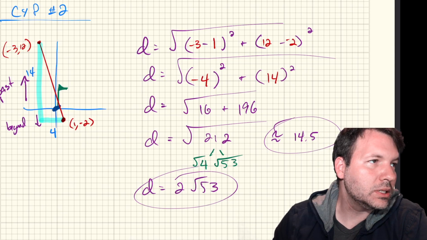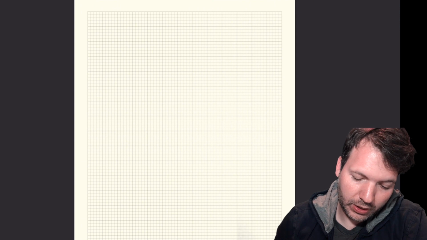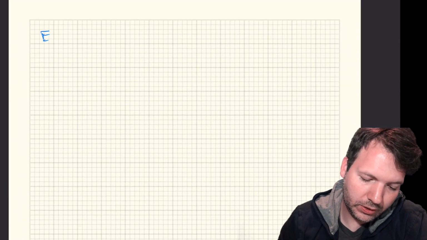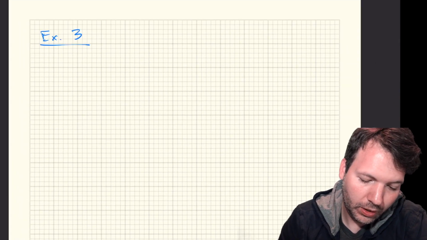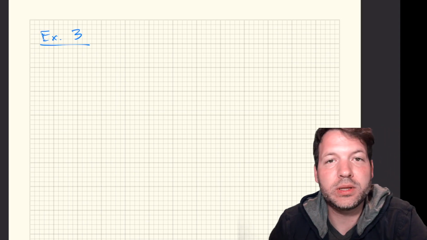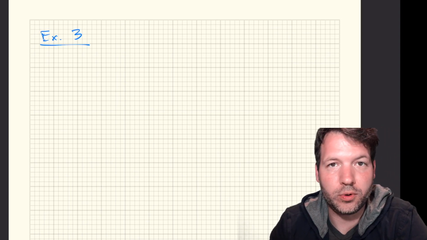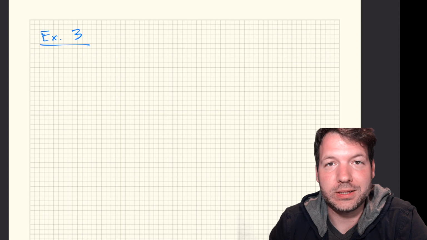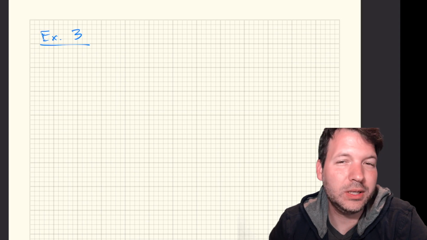Example 3, which is the last example in this lesson, is a little more interesting. So let's look at example 3. And again, there's a way to do this with the distance formula, very straightforward-ish. And if you want to do that, that's fine. But I'm going to start with the way the book does it, the formula way.